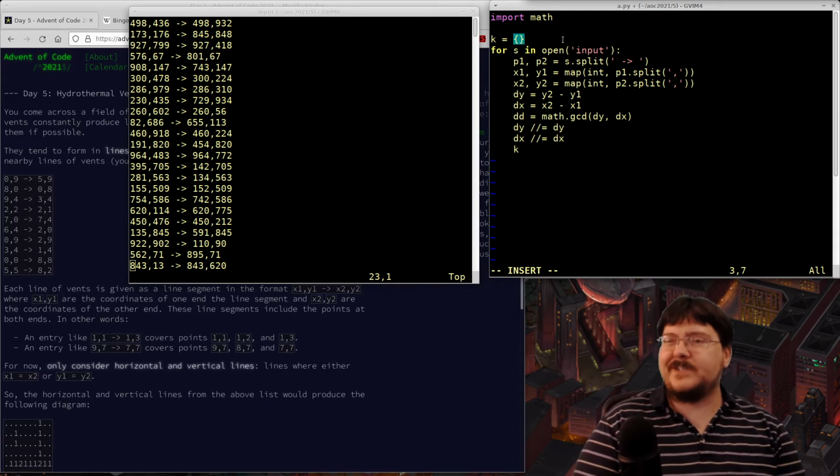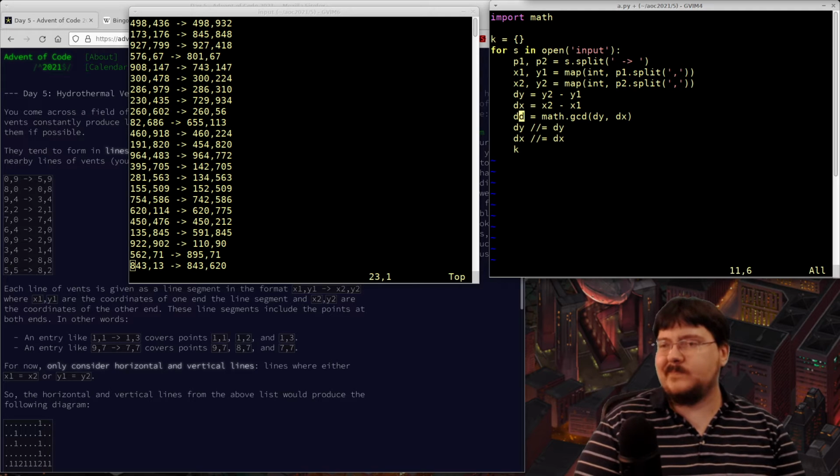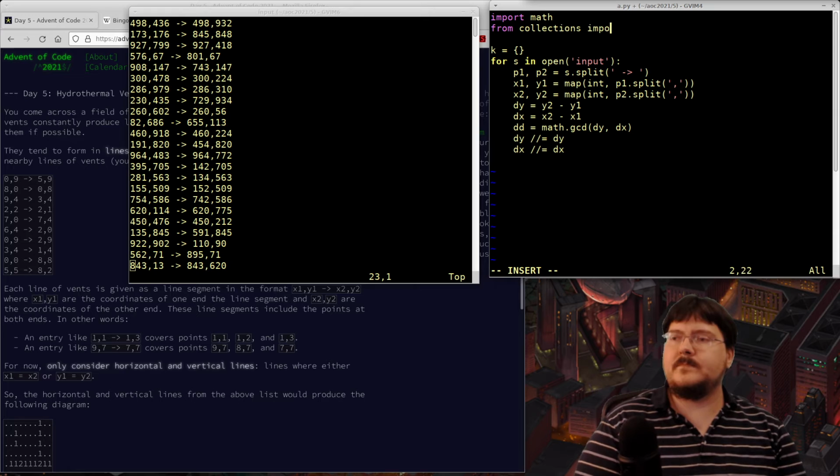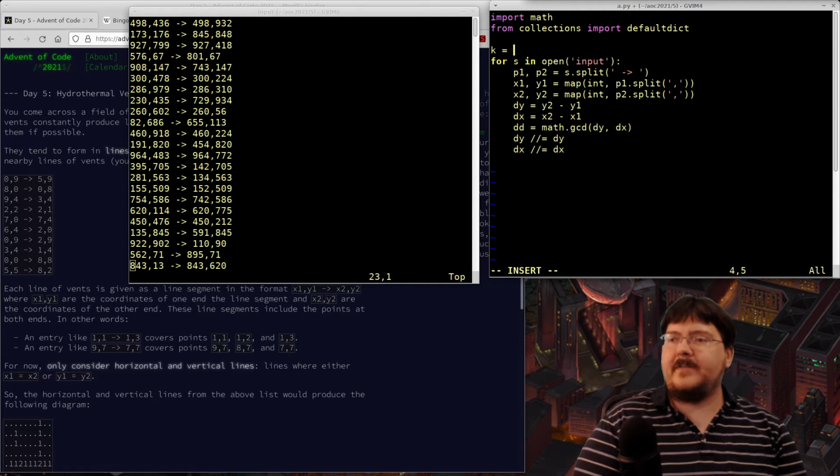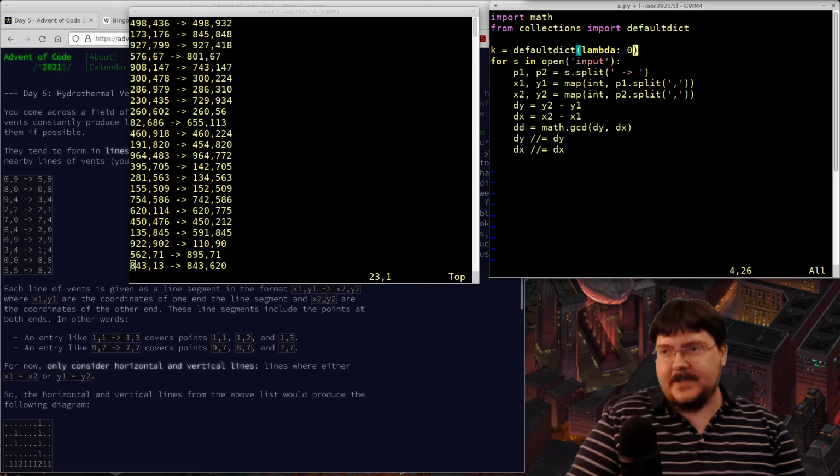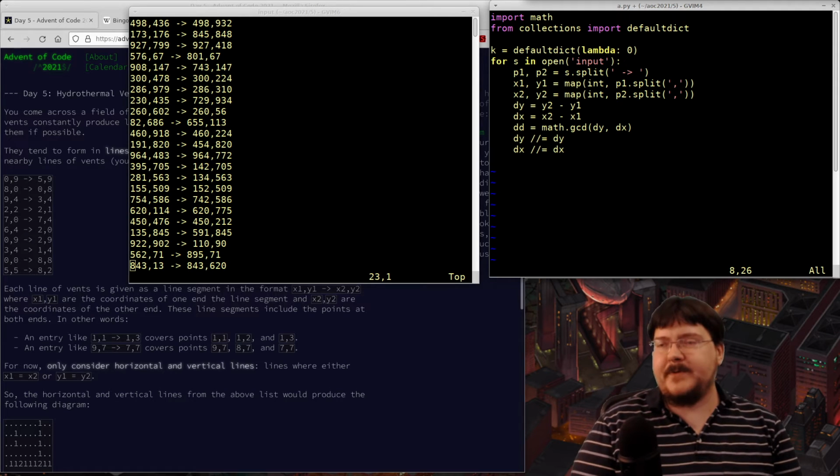I could make this a default dict. Either way. I think the syntax for that is to give this the constructor, and you pass it a function to give the default value, because sometimes you want the default value to be a list. You don't want to use the same list.